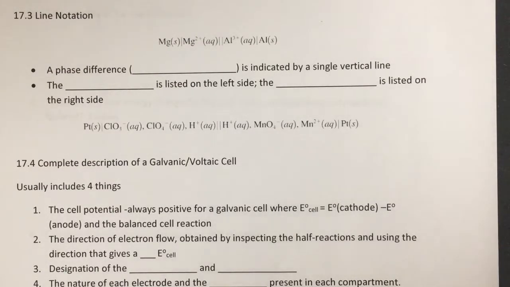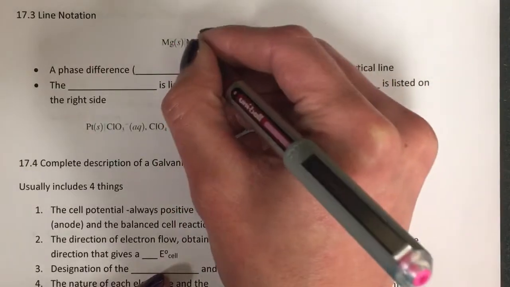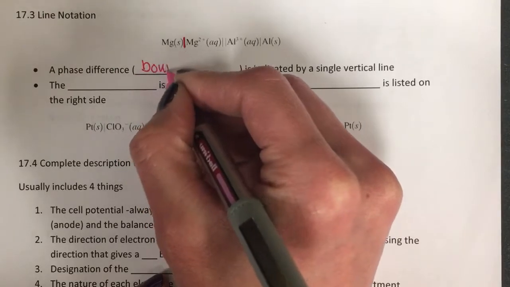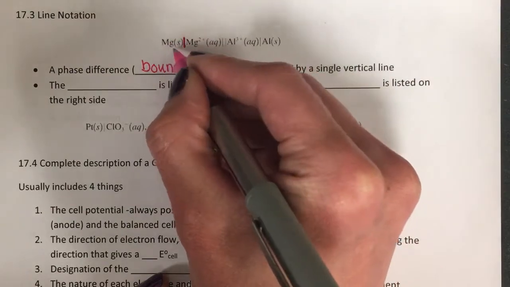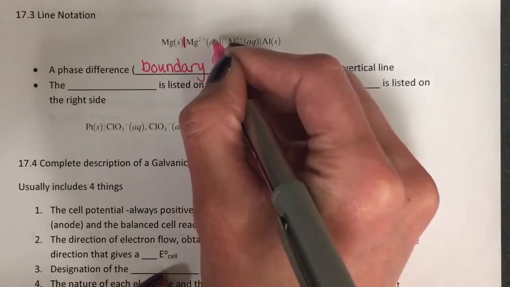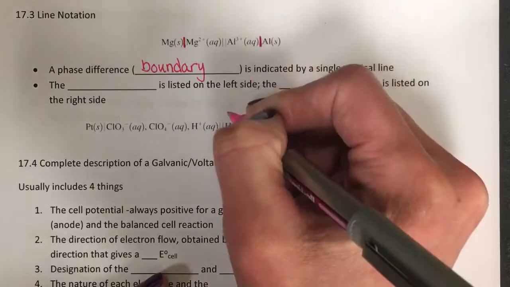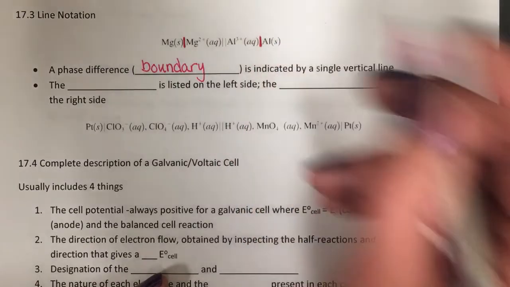So when we're representing or writing a voltaic cell or a galvanic cell, a simpler way to write it is through line notation. Now in line notation, I write out something that looks like this. My single lines are a phase difference or boundary. If I notice, it separates magnesium as a solid from aqueous magnesium. On this side, the single line separates aqueous aluminum and solid aluminum.